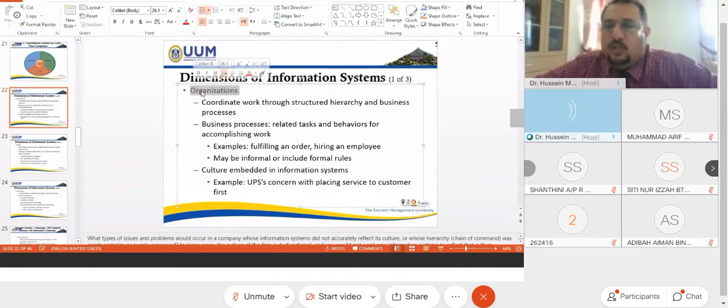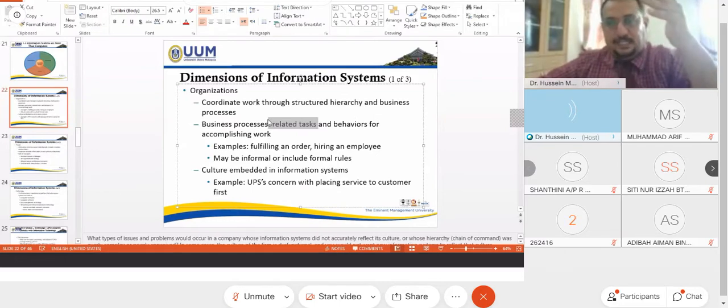It is organization. What does organization mean? Coordinate work through structured hierarchy and business process. What is a business process? A business process is related tasks and behaviors for accomplishing work. What is this? That means from A to Z. Related tasks means task A, B, C, D, until Z. All of those are related.